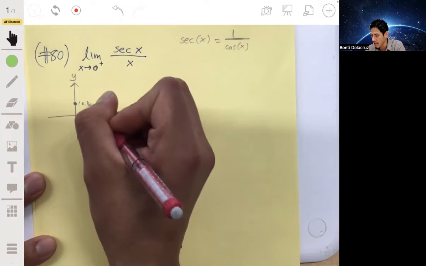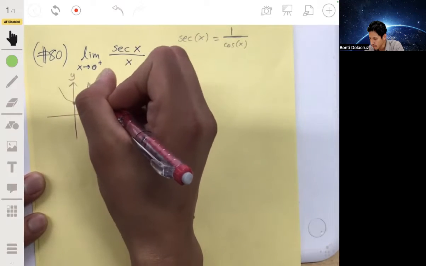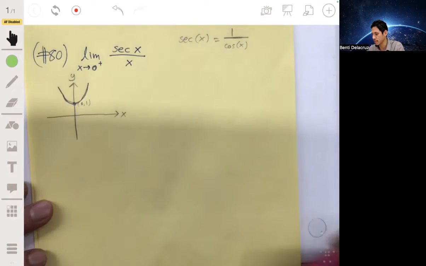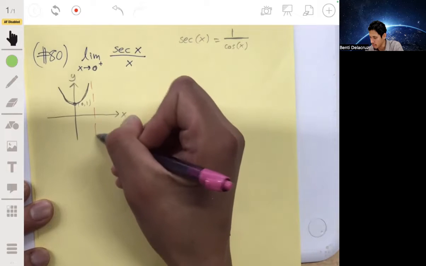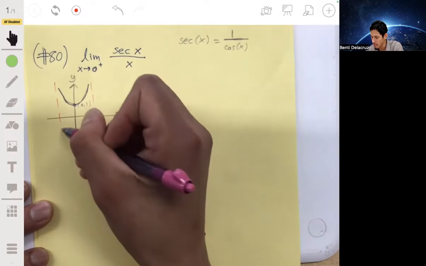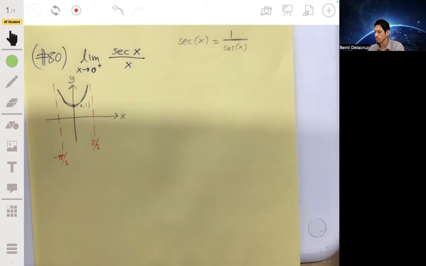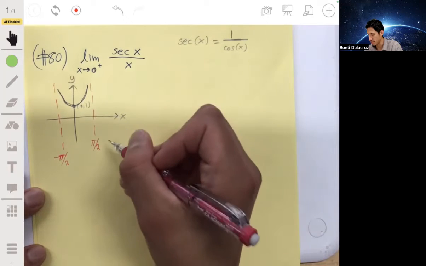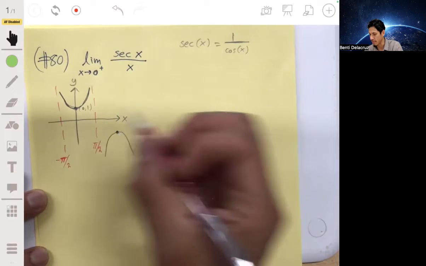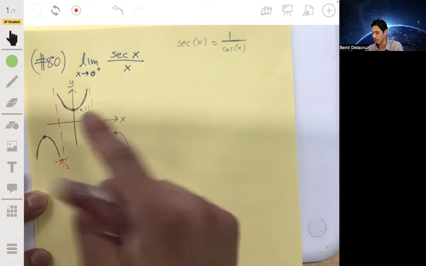So you have a point at (0, 1). And it's going to have these upside down parabola-looking things, and you're going to have asymptotes at pi over 2 and negative pi over 2. It's going to do the same sort of thing to the right of that, and it'll keep repeating this behavior. But we don't really care about what's happening beyond that. We really care what's happening over here.